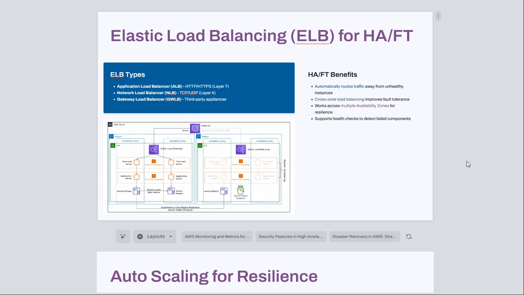So we have three types of Elastic Load Balancing in AWS Cloud. The first one is the Application Load Balancer, which is a layer 7 HTTP and HTTPS load balancer. Then the Network Load Balancer is for TCP and UDP, layer 4. And then you've got the Gateway Load Balancer, which we use for third-party appliances. So mainly we have these three load balancers, right?